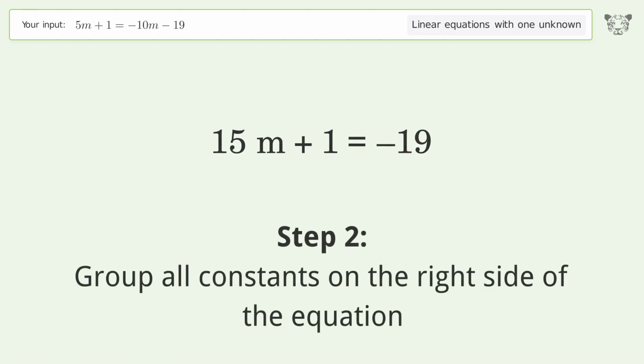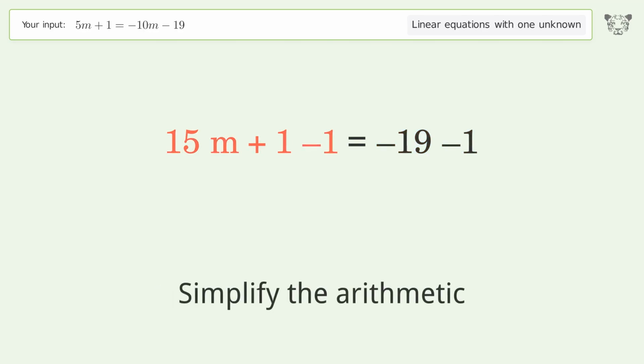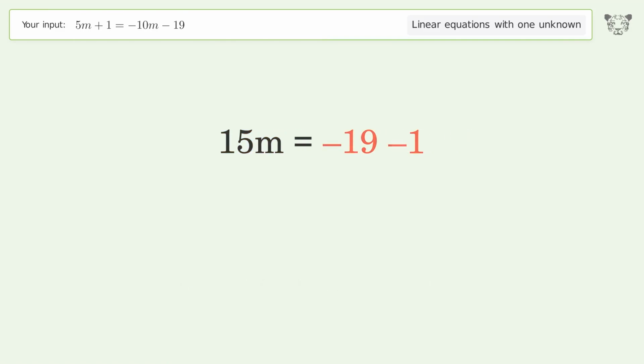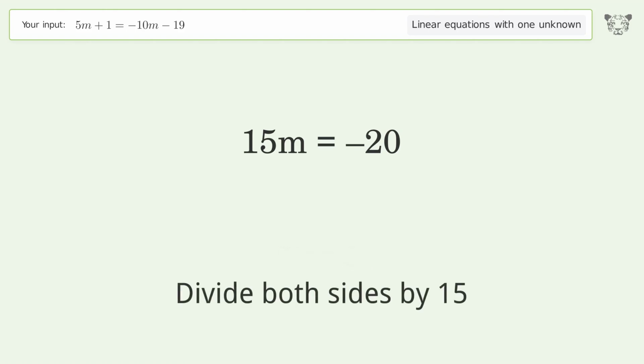Group all constants on the right side of the equation. Subtract 1 from both sides. Simplify the arithmetic. Isolate the m. Divide both sides by 15.